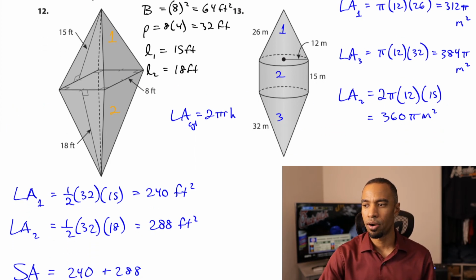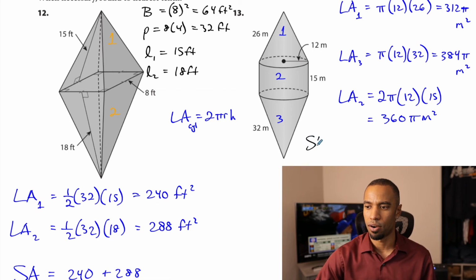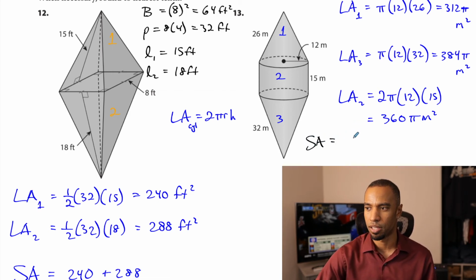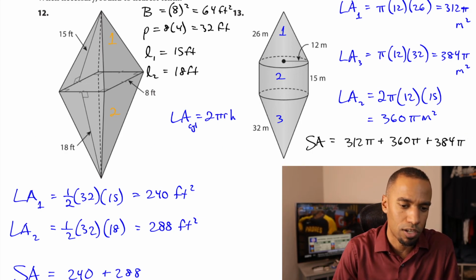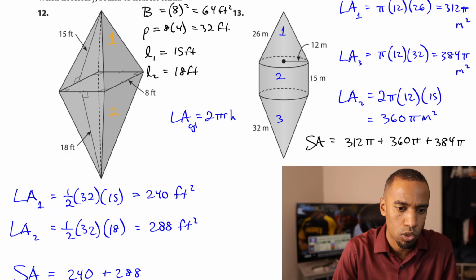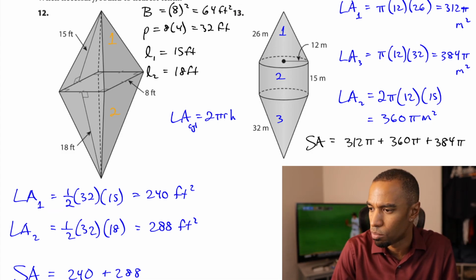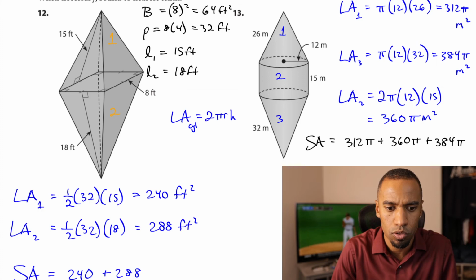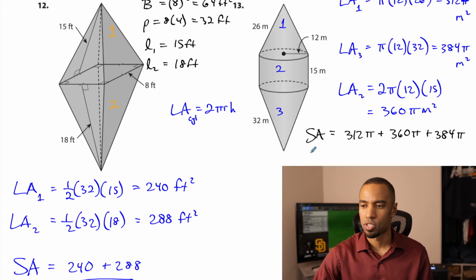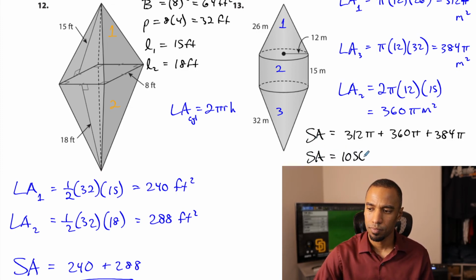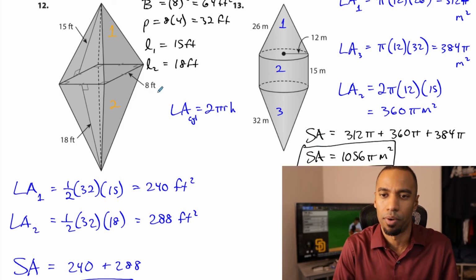Okay, so our lateral areas all added together will give us the full surface area of this thing, LA1 plus LA2 plus LA3. So 312 pi plus 360 pi plus 384 pi. Don't want to mess that up. I'm kind of doing it in my head at the same time, but that's okay. 312 plus 384 plus 312 plus 360. So 1056 pi. So surface area is 1056 pi square meters. All right. There's that one.